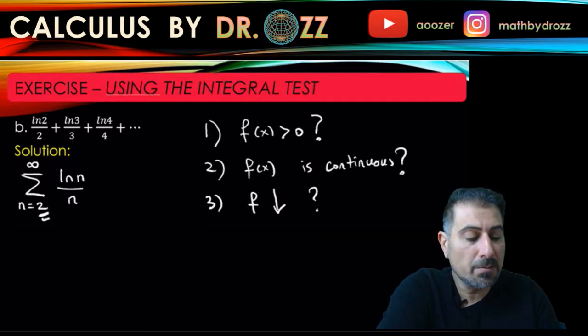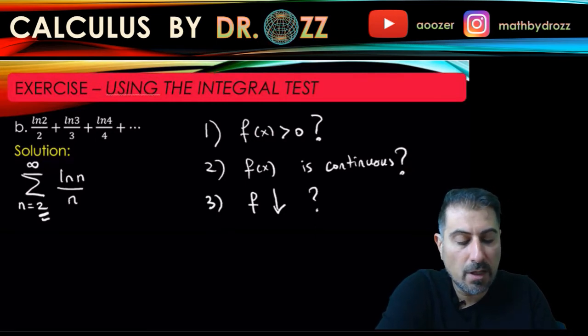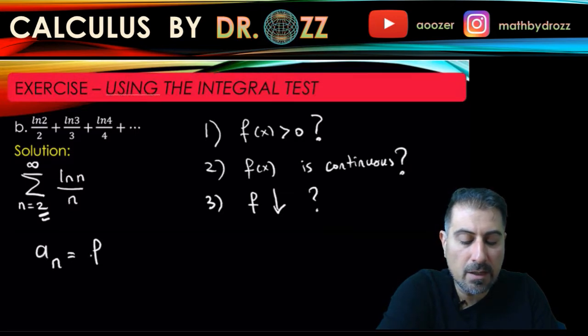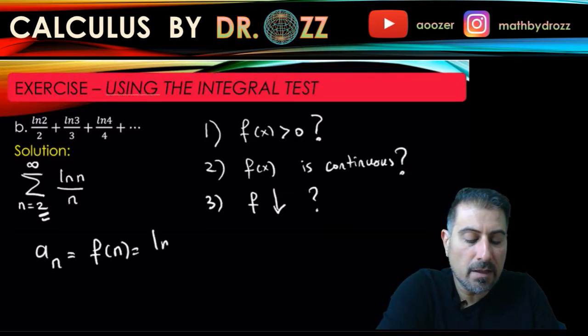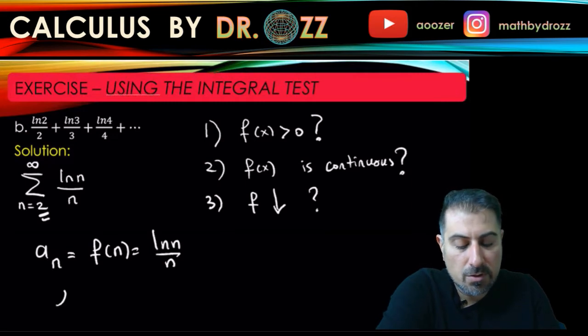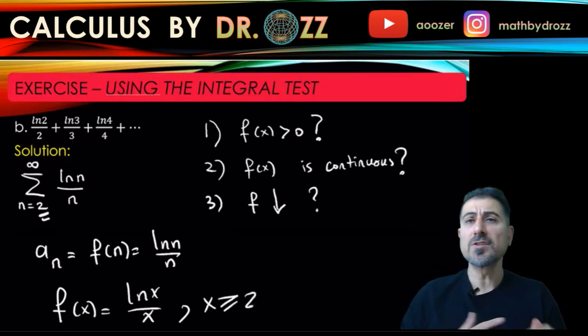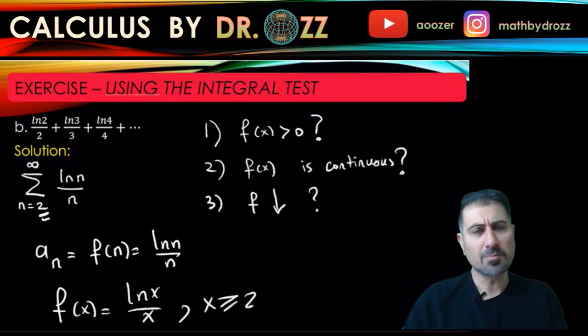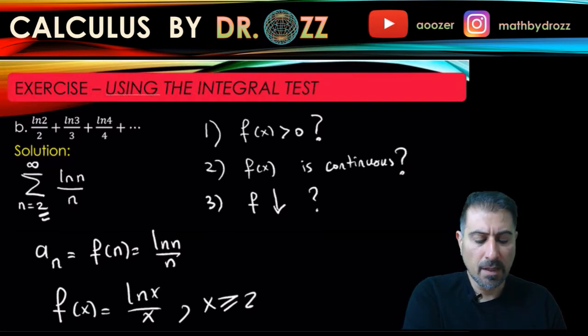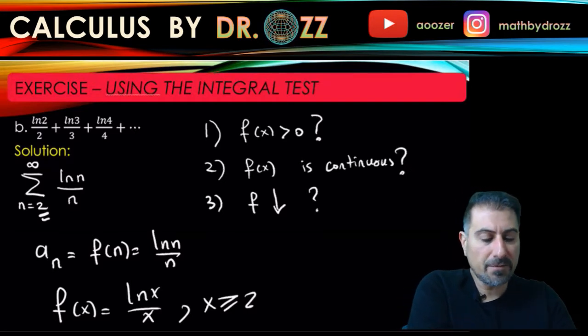So that means I'm going to check all these conditions for x greater than or equal to 2, but let me also write that a_n equals f(n), that's ln n over n, and let me just use the x notation here. So ln x over x, with x greater than or equal to 2. For some reason, if x equals 2 is a problem, I can start the integration from 3. That's okay. But for the time being, let's check if f is positive.